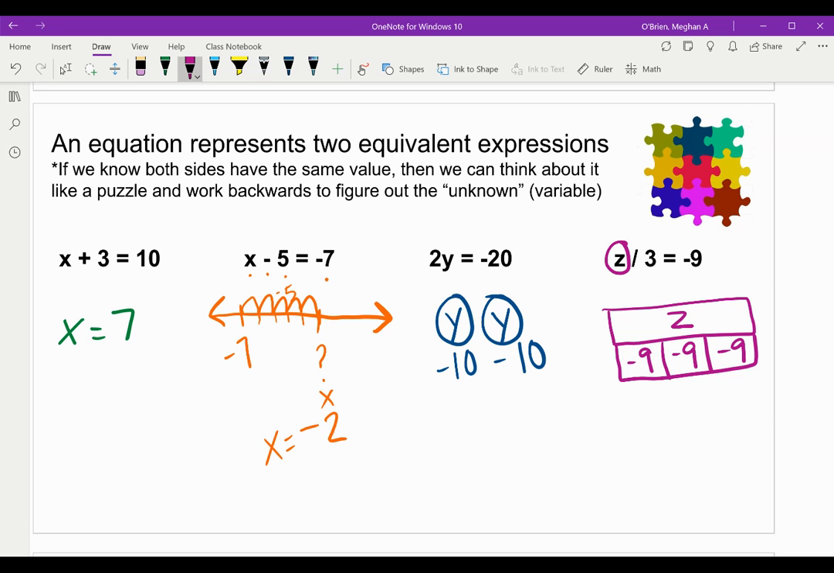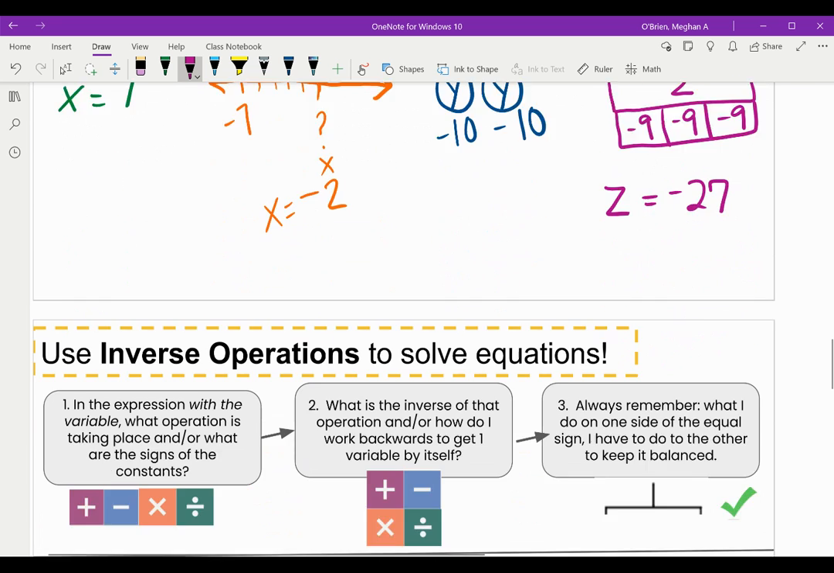So then what's z? z would be like all of those groups put together, right? With division, we always start with the total. z would equal -27. So I just wanted to kind of point out some logical ways to reason through these. And drawing pictures helps, so don't be afraid to do that to help you kind of reason through an equation.